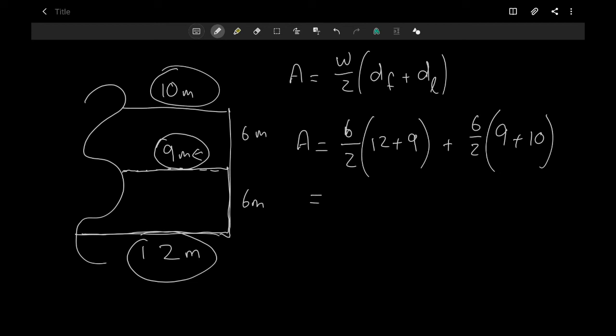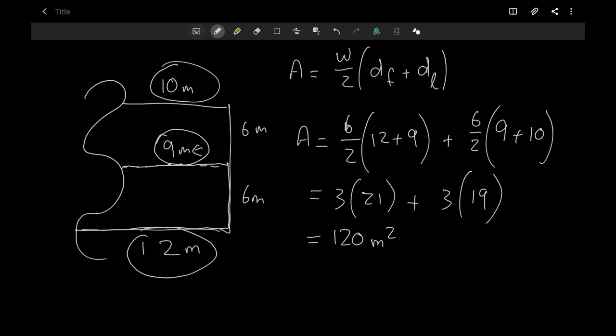So 6 over 2, you know, is 3. 12 plus 9 is 21, plus 3 times 9 plus 10 is 19. So we plug this into a calculator and we get 120 meters squared.